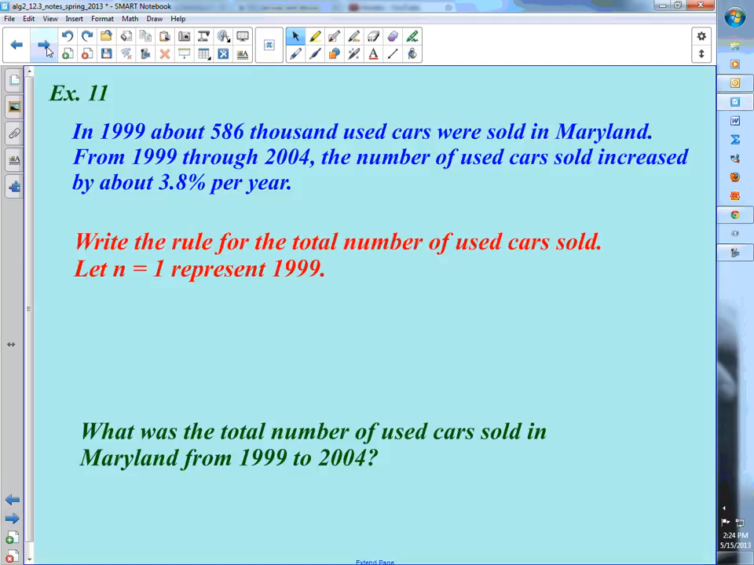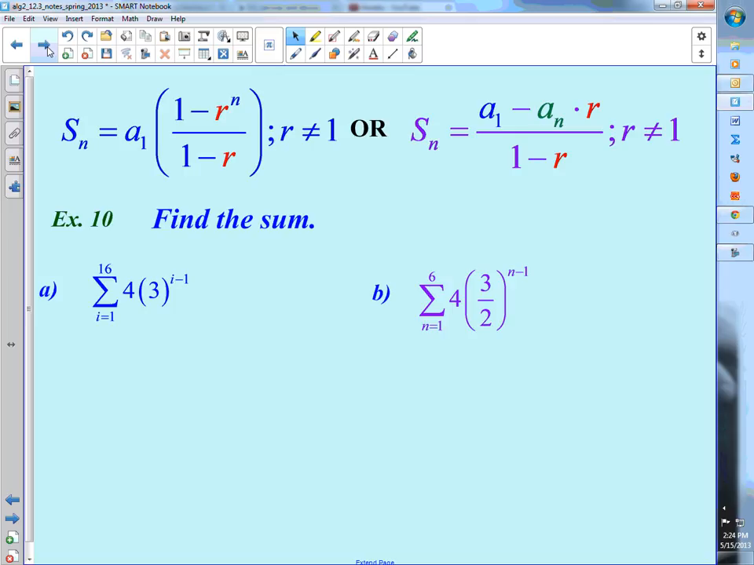Alright, so let's see if we can find a sum. When you see the summation notation like this one, you're finding the sum of a sequence. Now, the more you do, the better you're going to get at these. What's r in this sequence? 3. What's r in this sequence? 3 over 2. It's the thing being raised to the power. That's your common ratio. How do we find the first term from sigma notation?